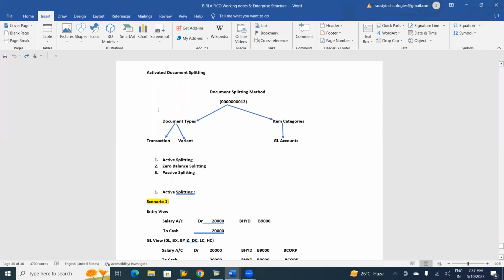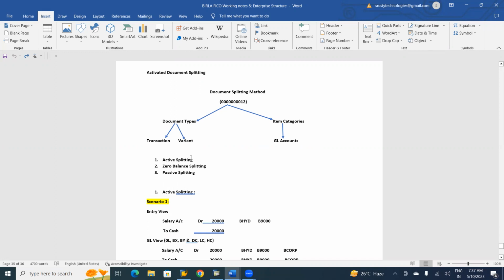And these are standard document types, as I mentioned earlier. 58 document types are standard. We don't need to do any configuration for document types. Here we are going to do the configuration for item categories and GL accounts. And when it comes to three types of splittings, one is active splitting, zero balance splitting, and passive splitting.